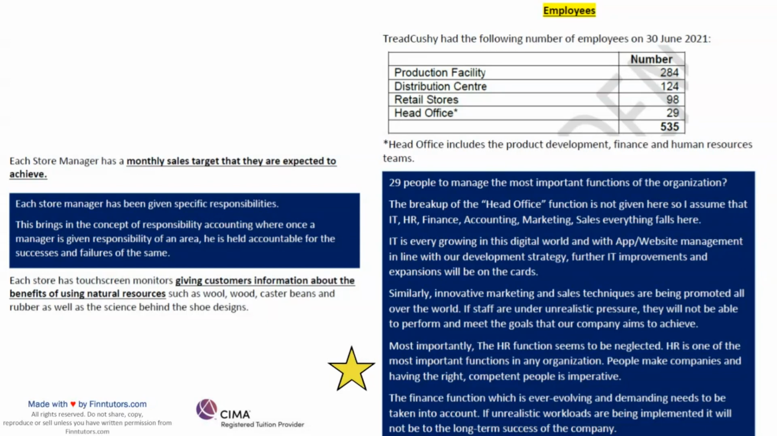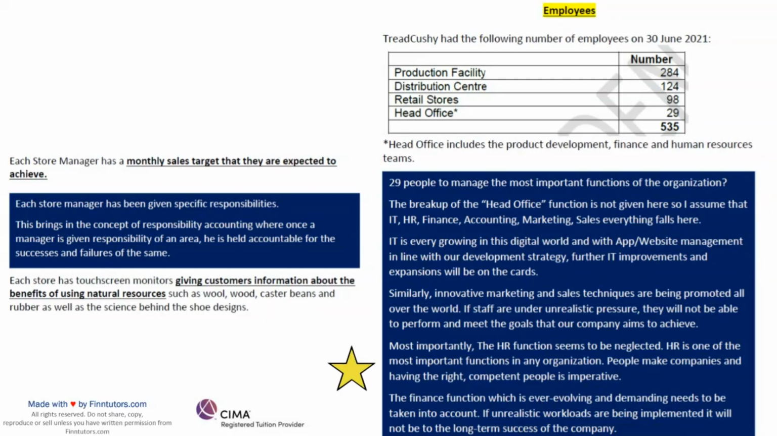It's moving into the medium to the large range. So the production facility had 284 people. We've spoken about reducing the manual interference in the production process as much as we can. Distribution center at 124, retail staff is 98, and head office staff is 29, which means in these 29 people, product development team, finance team, and HR team is included.